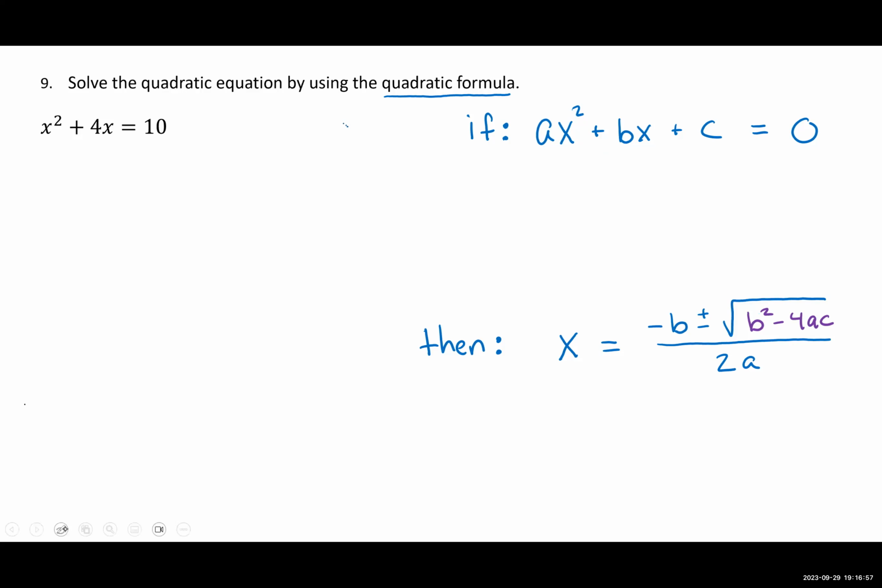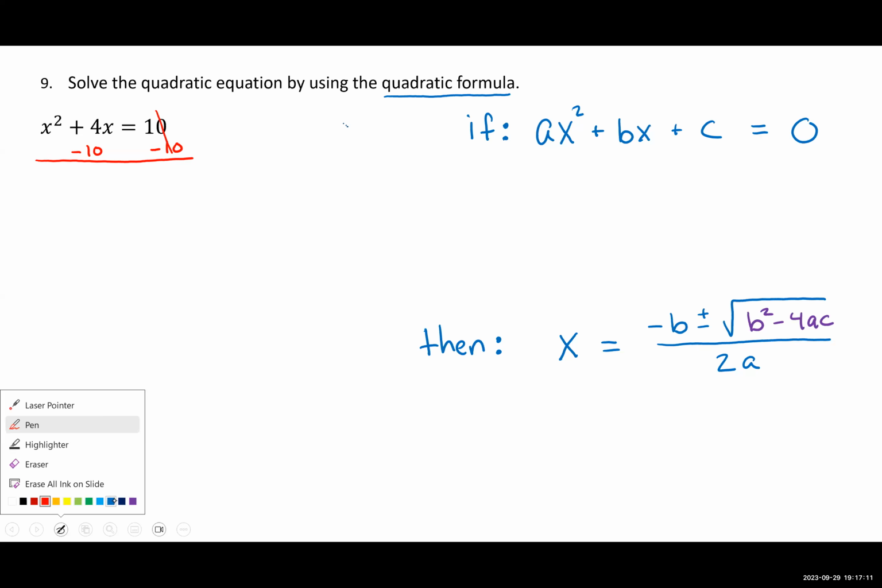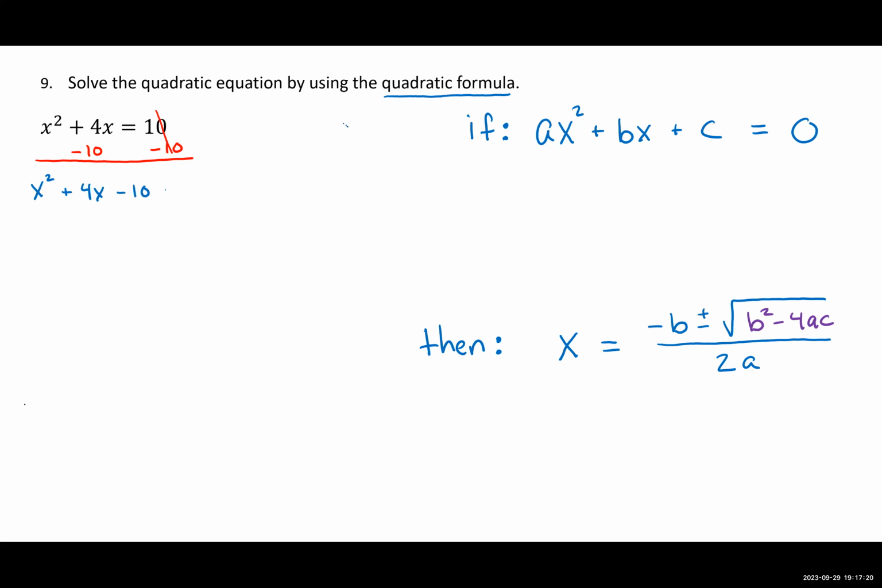So for the problem on the left, well, it's not equal to 0. So the very first thing we've got to do is get rid of that 10. Minus 10 from both sides. So now we've got x squared plus 4x minus 10 is equal to 0. The a is the number in front of the x squared, the b is the number in front of the x, and the c is the constant on the end.